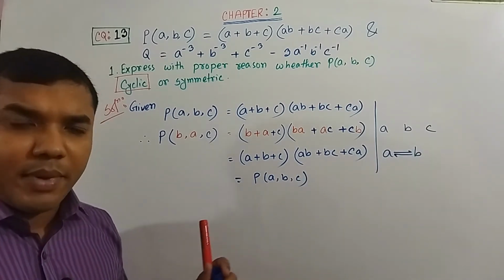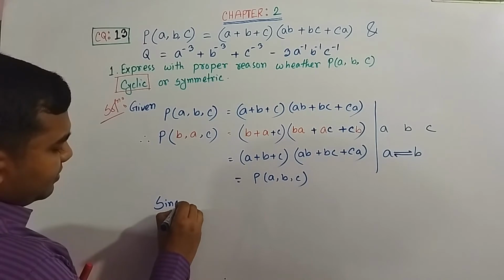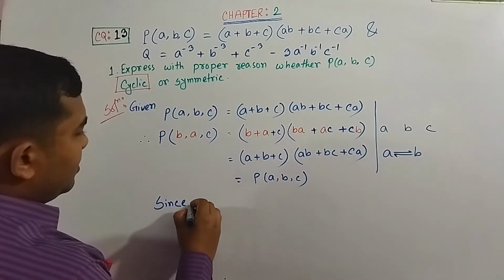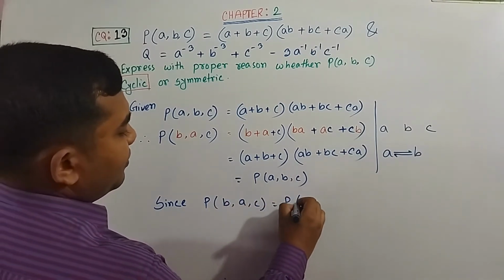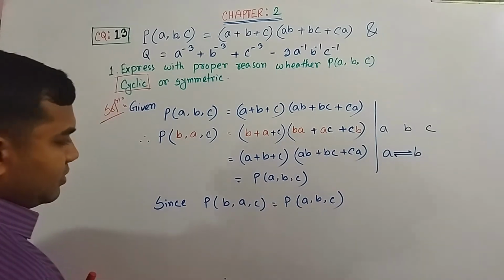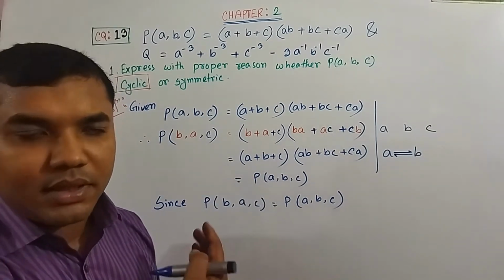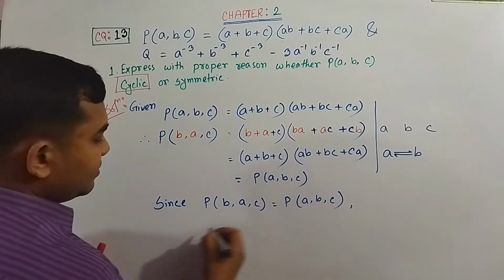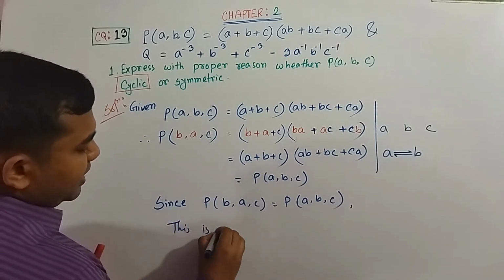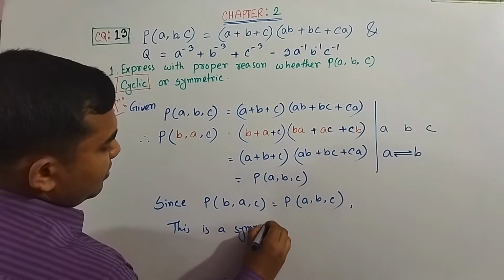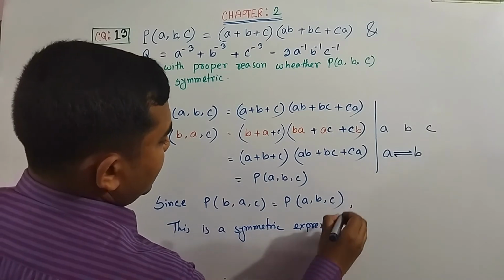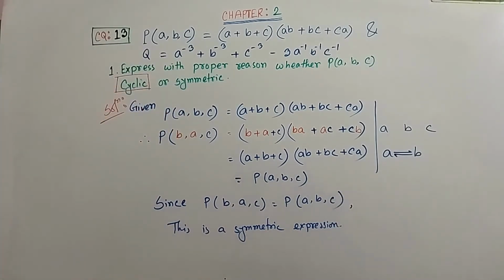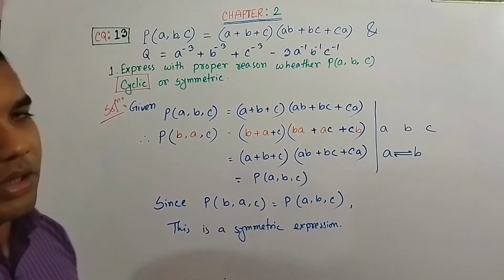Here you can write a comment that since P of BAC is equal to P of ABC, this expression is nothing but a symmetric expression. Okay, so I think, dear students, you can all understand how we can solve question number 1 this way.